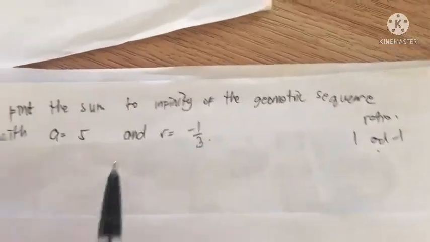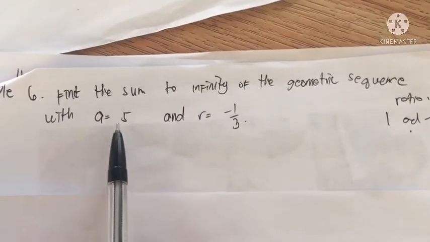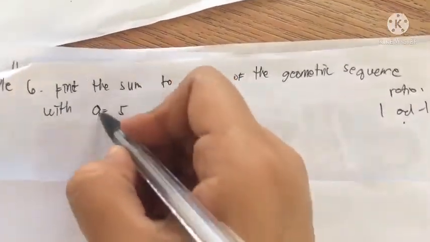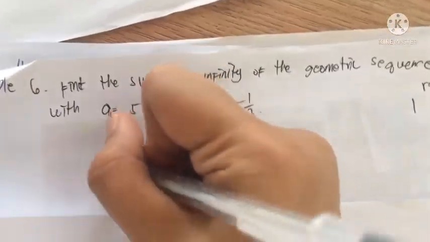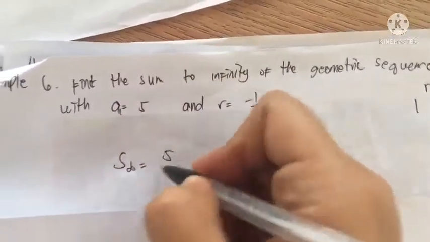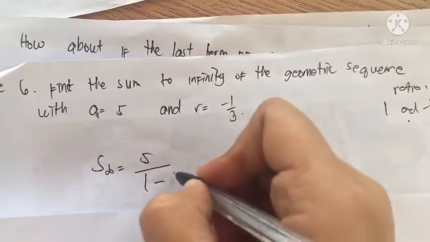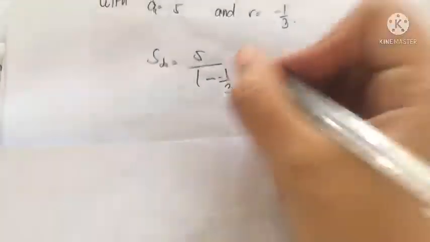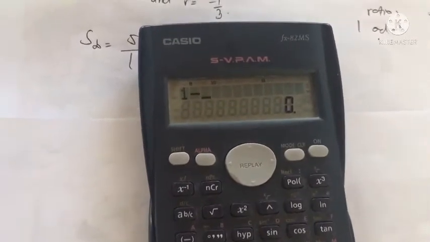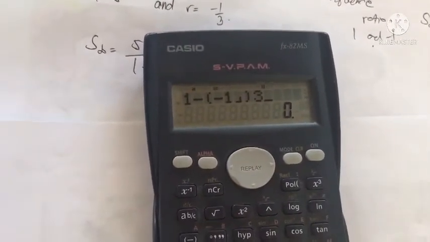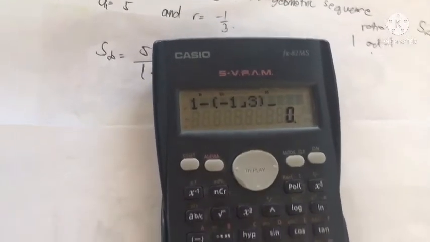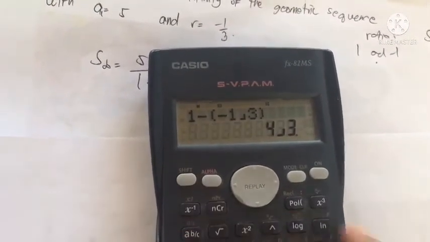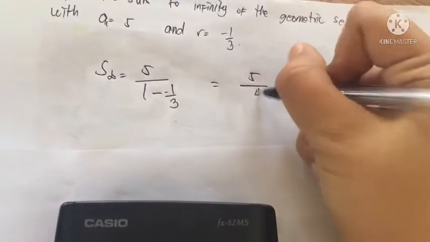Okay? So, here is our example number 6. We are asked to find the sum to infinity if the first term is 5 and the common ratio is negative 1/3. Using the formula, we have s to infinity equal to the first term, 5, over 1 minus the common ratio, negative 1/3. By the way, you can use a calculator so you won't have a hard time. So, 1 minus negative 1/3, the answer is 4/3.